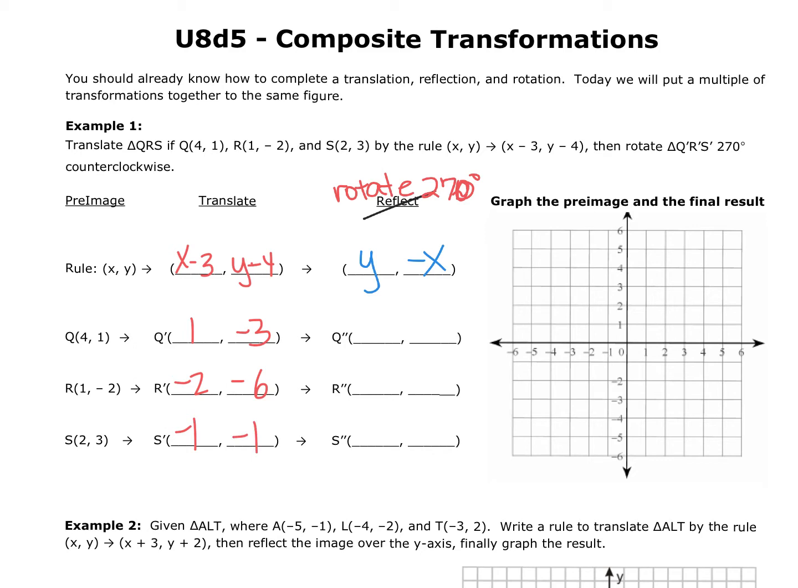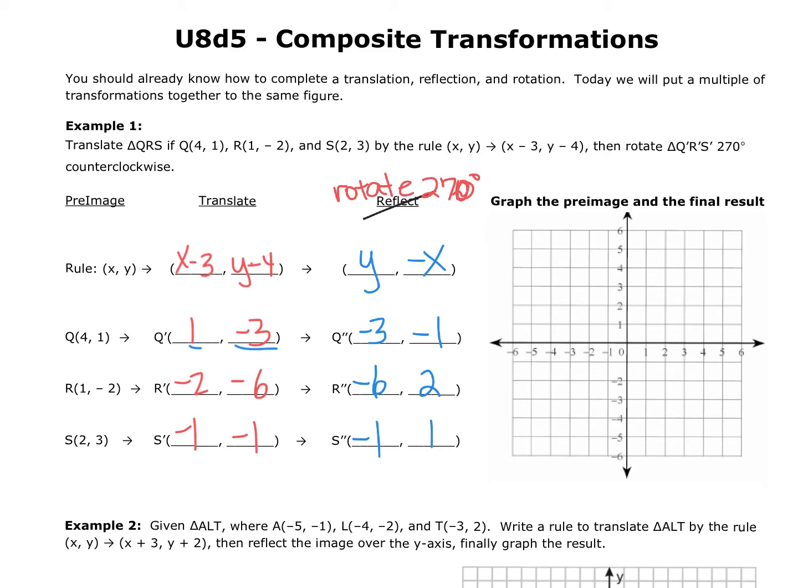Okay, so now we want to do our rotation. In this case, our y value becomes our x value, so that negative 3 stays with no change, but our x, we're going to make it opposite. So instead of being a 1, it's going to become a negative 1. Our y value becomes the x, and our negative 2 is going to become positive 2. Our y value is a negative 1, and then our negative 1 becomes a positive 1.